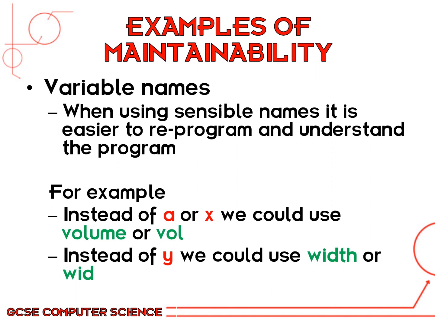So for example, instead of using the letter A or X or Y, we can use actual words or names that make sense. So you could use volume if you were wanting to work out the volume of a shape, or you could use width when you were talking about dimensions. Even though it's not as efficient in terms of memory space, it is a lot easier for people to understand what's going on. Also, if you're using things that are going to be returned back to a main program, then using a sensible name with comments explaining what you're doing is going to make it a lot easier for those people that are working on the overall program.